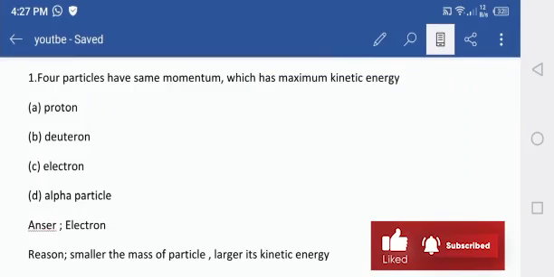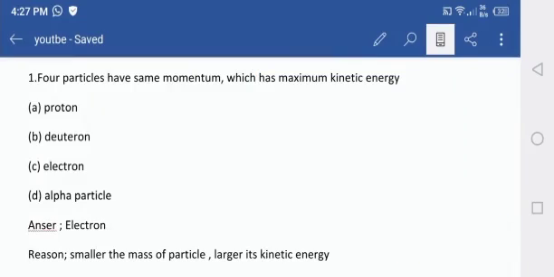So today again we will focus on multiple choice questions. We are requesting you to share your views, whether we should continue to explain physics basic concepts through theory or by MCQs. So today's first MCQ is shown.